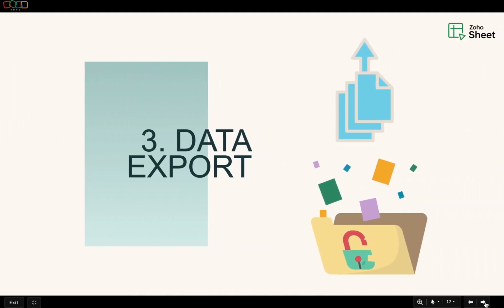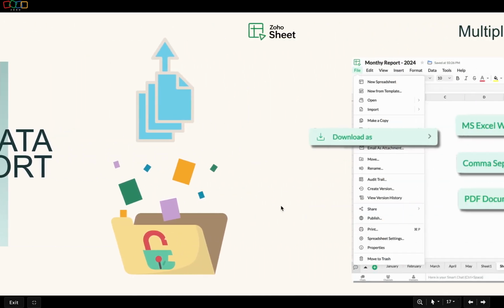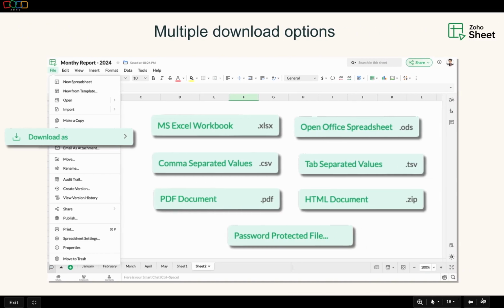Alright, so Rohit, as we reach the final section of our webinar, let's explore the various options available for exporting data from Zoho Sheet. Let's explore the various formats available for downloading your sheets in Zoho Sheet, accessible through the file menu. You can export your data into several formats to meet specific needs. For seamless compatibility with Microsoft Excel, you can choose the MS Excel workbook, which is the .xlsx format, which preserves all formatting, formulas, and features.